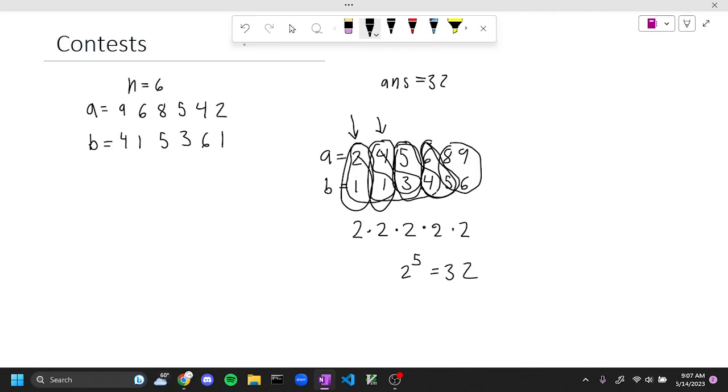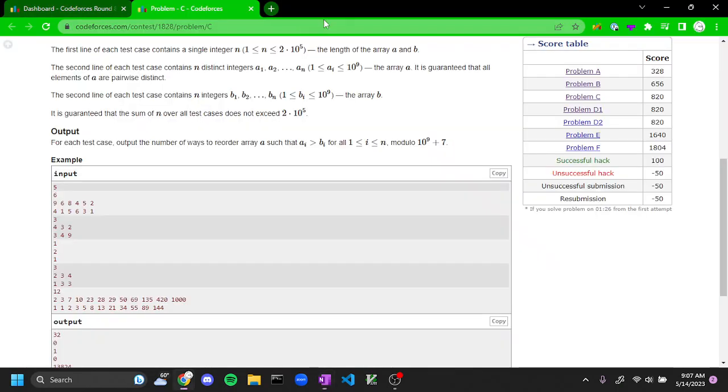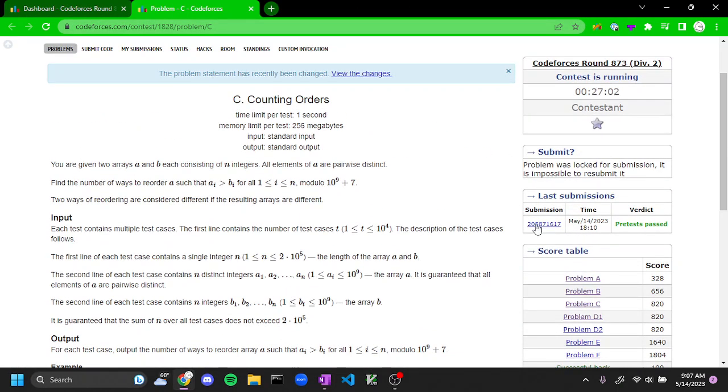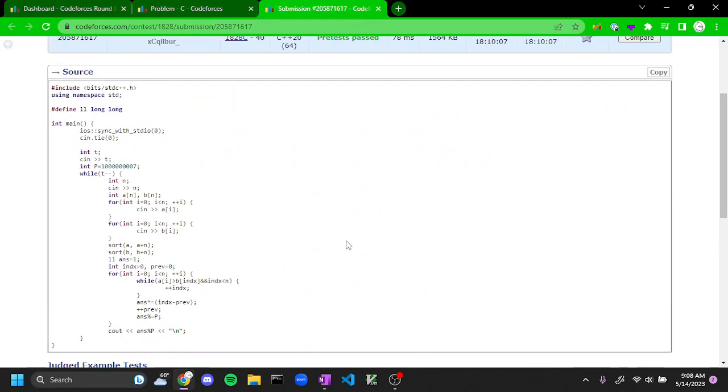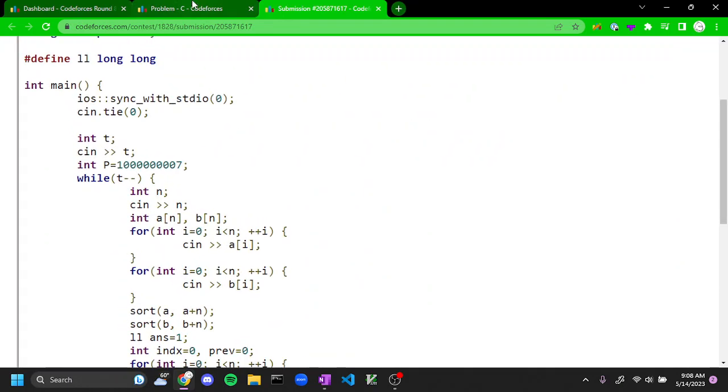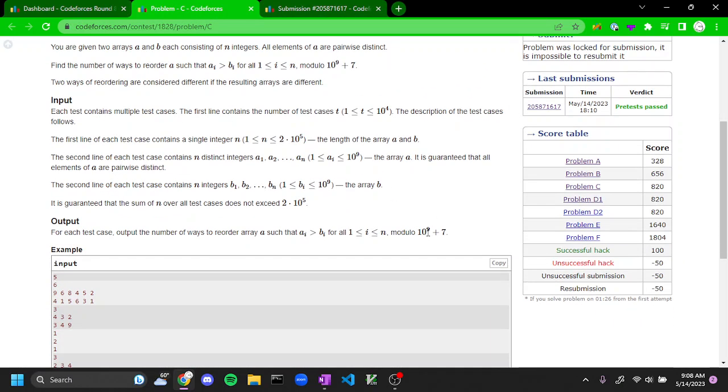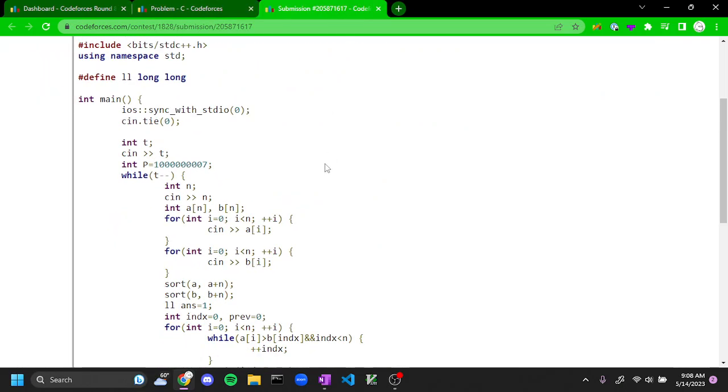So that's correct. I think going over the code is going to make it easier, so I'm just going to go over the code while explaining it. And also, one thing we need to remember to do is to modulo the answer by 10 to the 9th plus 7, which is a common thing you see in Codeforces because the answer can get really large.